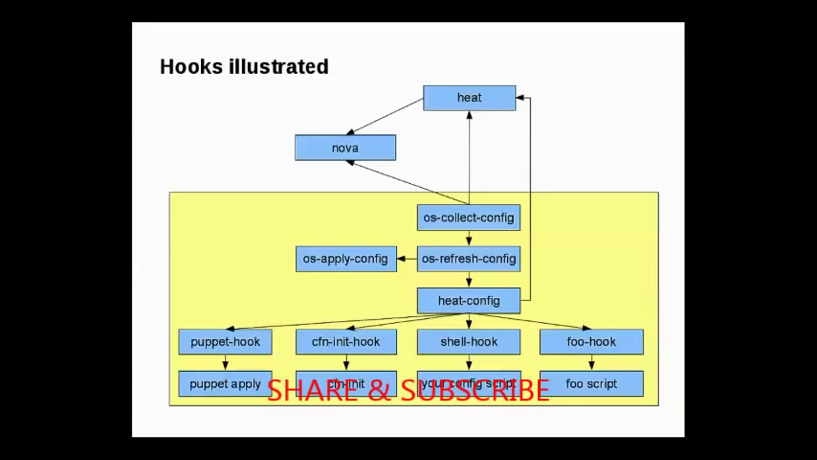So going further down, OS refresh config will invoke heat config. And heat config is a script which has the job of going through the deployments data that it has and invoking the appropriate hook to perform that actual configuration. And the results get signaled back to heat. So it looks complex, but every single box, apart from Nova and heat, is tiny, really. They're very small focused tools. Or not even tools, they're scripts.